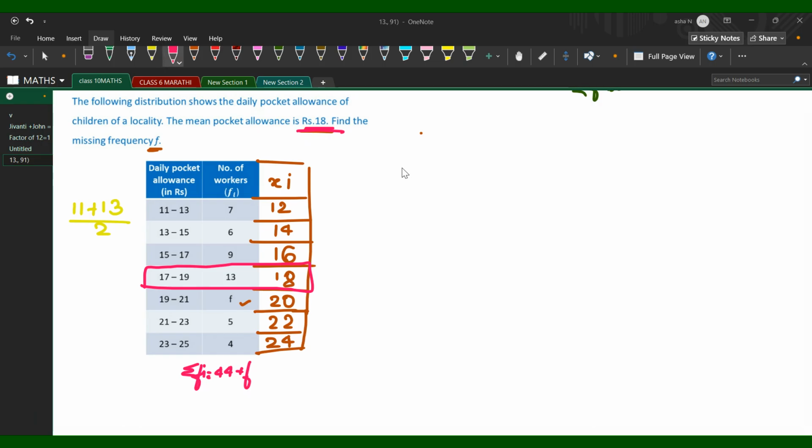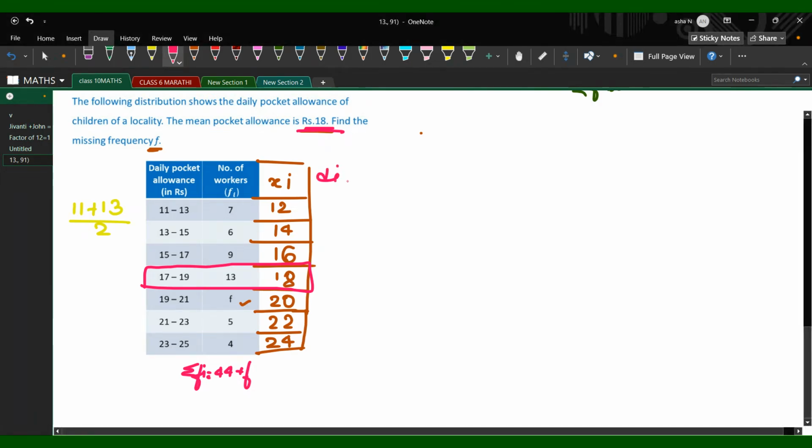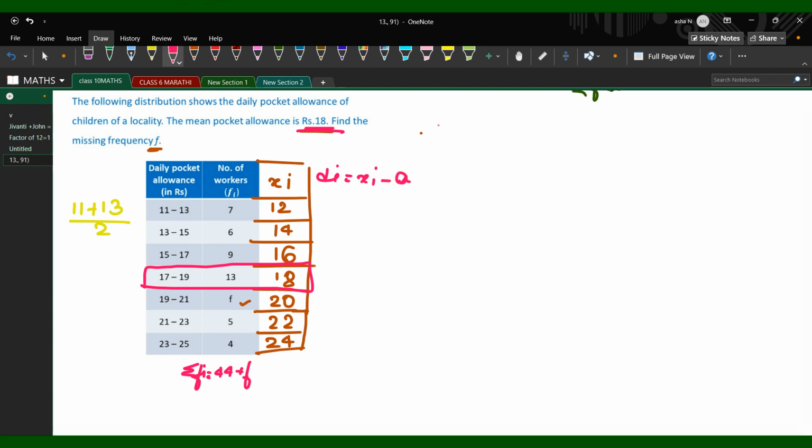So how to find out the deviation for each column? di is equal to xi minus a. I think for the previous one also we did this with an assumed mean, where we took it as ui. That was different. Now let us extend the columns here.